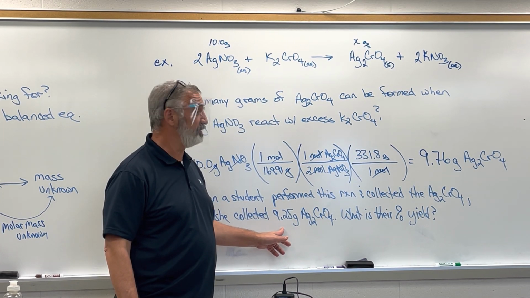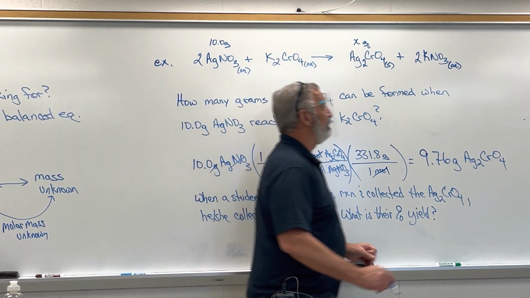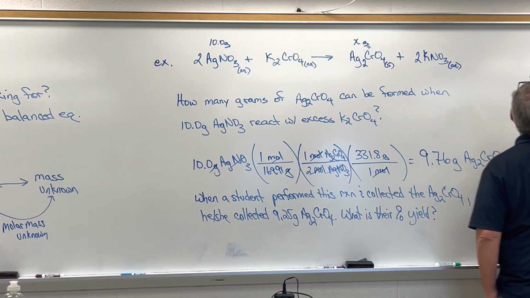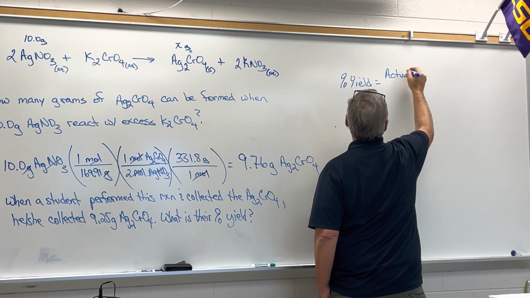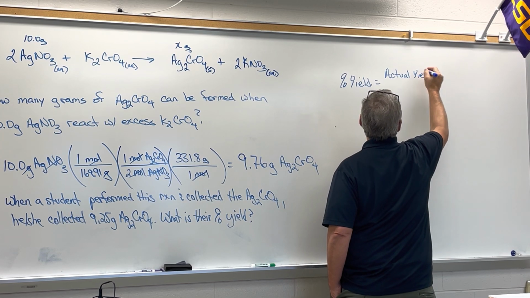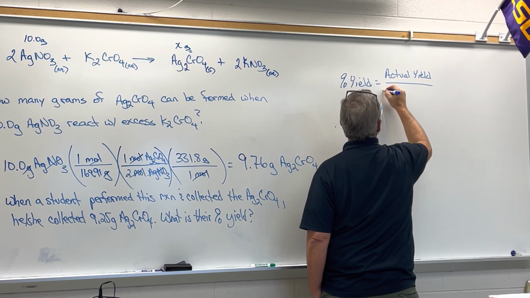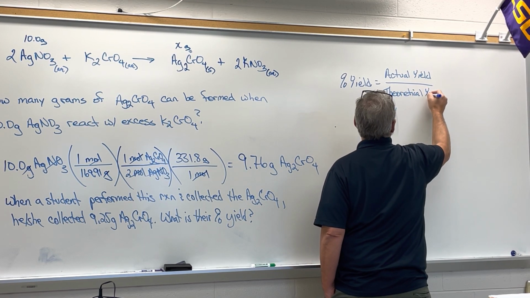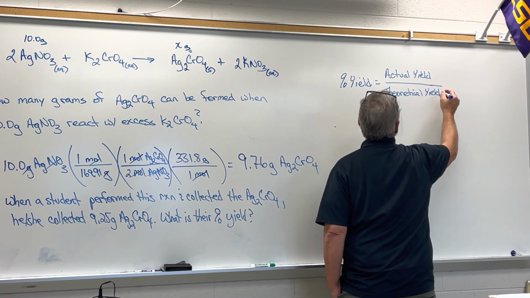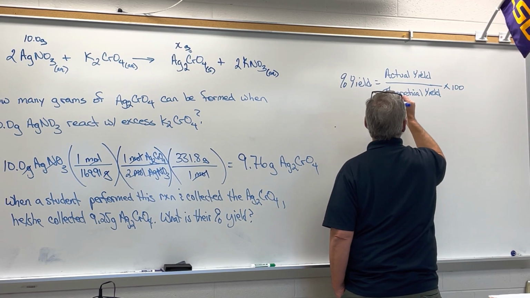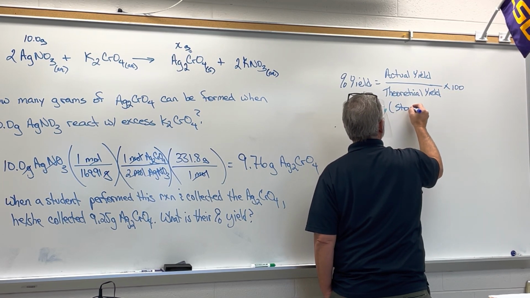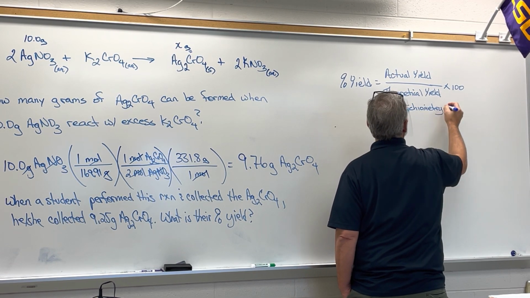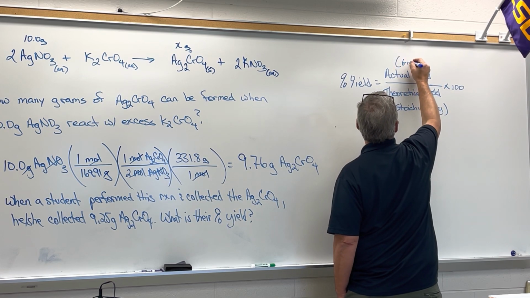So what's the percent yield going to be on this? 9.25. So the percent yield is going to equal the actual yield, in other words, what you really got, your experimental yield, divided by the theoretical yield, okay, times 100. And this theoretical yield, you always get it from stoichiometry. This one is generally given.